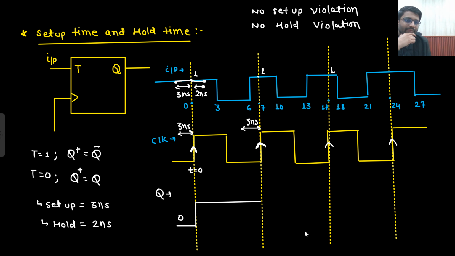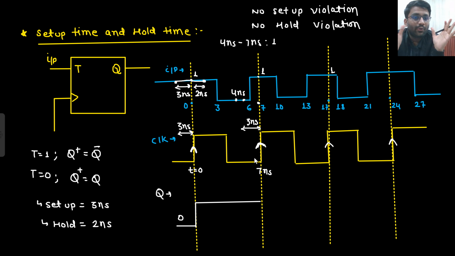Is it stable? This is your 7 nanoseconds, right? At 7 nanoseconds, you can see that the input is 1. But the previous 3 nanoseconds means 7 minus 3, so at 4 nanoseconds, what do you see? The input is 0. At 5 nanoseconds, the input is 0. But the condition was that from 4 to 7 nanoseconds, the input should have been 1. If the input was already set up, then it would say yes, I will be toggling. But the input is not set up, so it will say I don't know. Either it can toggle or it cannot toggle. The output will be unpredictable.